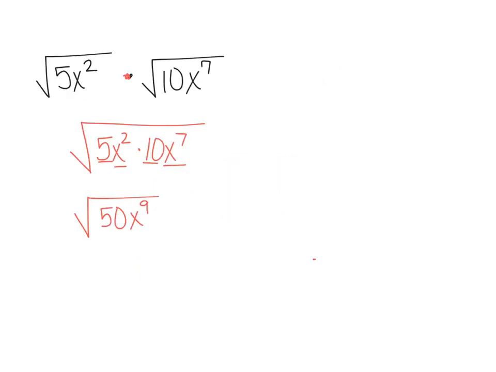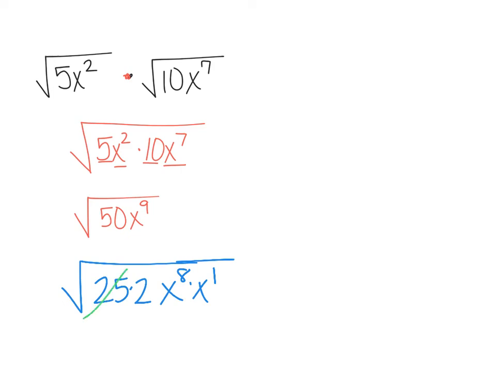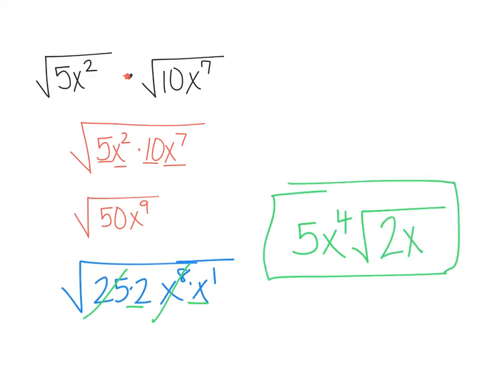Okay, now once you get that far, you can start breaking it down. So 50, I can break into 25 times 2. And then x to the 9th, I'm going to break that into an even one because I can take the square root of even exponents. So I'm going to rewrite that as x to the 8th times x to the 1st. All right, now I can go ahead and break some of this down. So the square root of 25 is 5. The square root of x to the 8th would be x to the 4th. Okay, and then this would stay inside my radical symbol. So inside my radical, I end up having 2x. And I cannot break that down or simplify it any further. So that is my final answer.